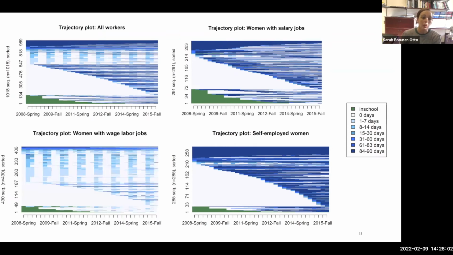But what's really notable is when you look at women's wage labor. So not only are women who are working wage labor working inconsistently throughout the year, when they are working, they're not working very much. So they're working 1 to 7 days per quarter, right? So that's for every 3 months. So this is a very low work commitment that most women who work wage labor jobs are experiencing.